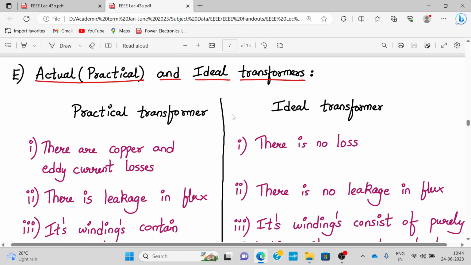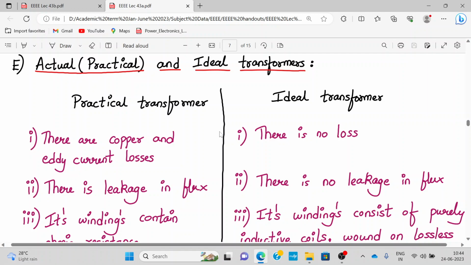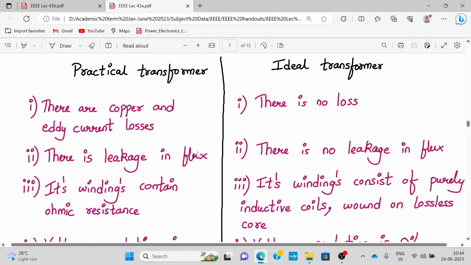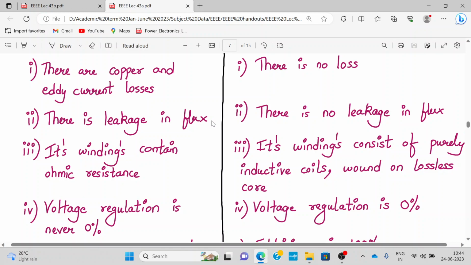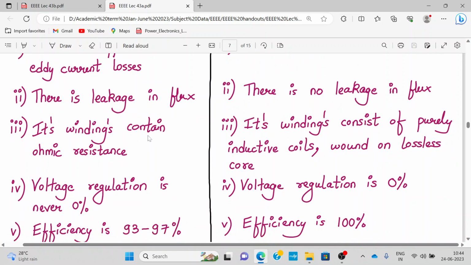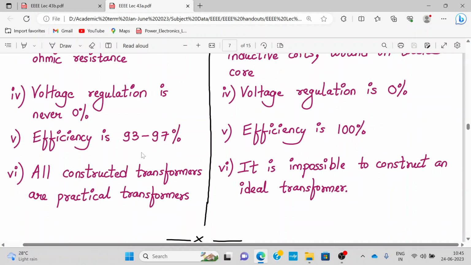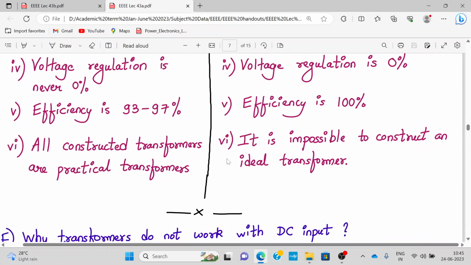Now some part of 43A was left. I wanted to cover losses in a transformer first, and then come to the differentiation of ideal and practical transformer. So in a practical transformer, there are copper and eddy current losses. In an ideal transformer, there is no loss. In a practical transformer there is leakage flux, whereas in the ideal case there is no leakage flux. A practical transformer contains some ohmic resistance R1 and R2, which we have seen, whereas in an ideal transformer, the windings consist of a purely inductive coil wound on a lossless core. Voltage regulation is never 100%, never 0% in a practical transformer, whereas for an ideal transformer it's 0%. Efficiency is around 93 to 97% in a practical transformer, whereas it is 100% in an ideal transformer. All used transformers are practical transformers, whereas it is impossible to construct an ideal transformer.